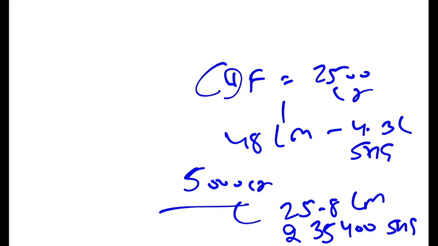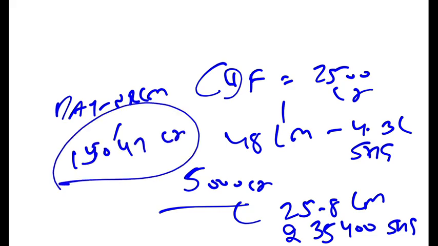Now in the budget, how much amount was allocated for the scheme Deen Dayal Antyodaya Yojana, National Rural Livelihood Mission? 15,047 crore for the financial year 25.